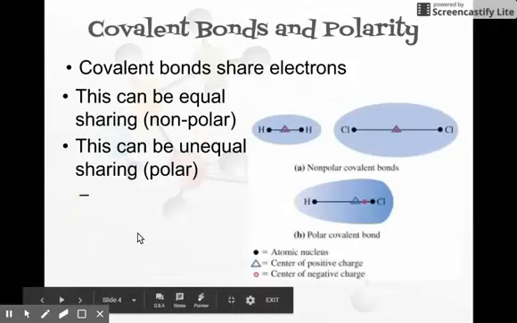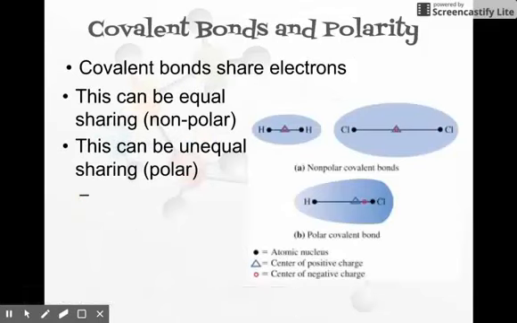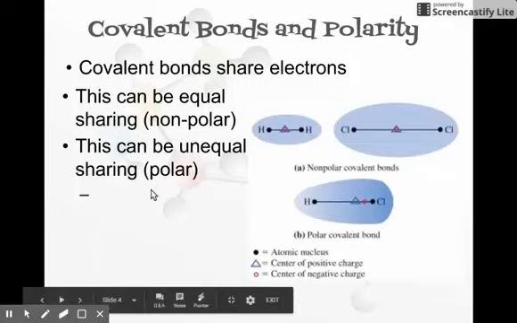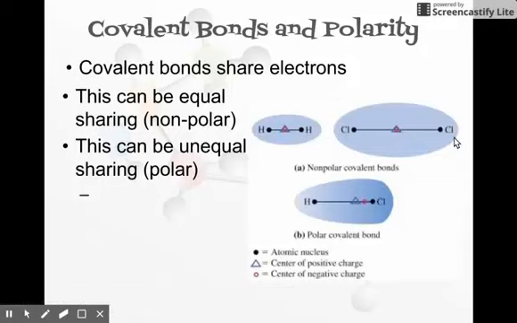So with covalent bonds, when we share our electrons, not all the time are they shared equally. So if something is shared equally, like the electrons they're sharing in the center, like in H2 or Cl2 molecules, the electrons are shared equally, and we say that's nonpolar. So it's not a molecule that has a positive or negative side. So it's nonpolar.